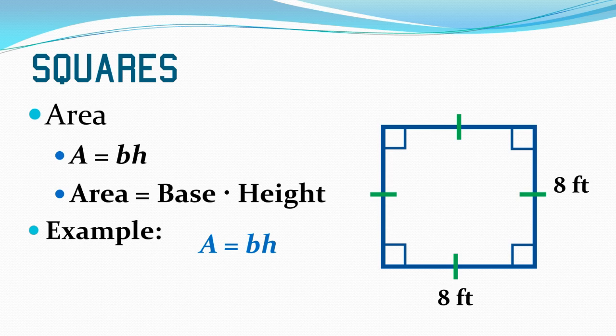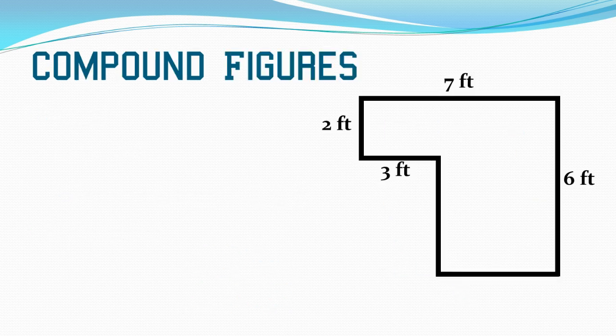To find the area, I'm going to write out the general formula. A equals B times H, or base times height. In this case, my base and my height are going to be the same. The base is 8, and then the height is the perpendicular measure, in this case, both 8. 8 times 8 gives me 64 feet squared. I'm squaring the unit because I'm multiplying the unit. 8 times 8 gives me 64. Feet times feet gives me feet squared.